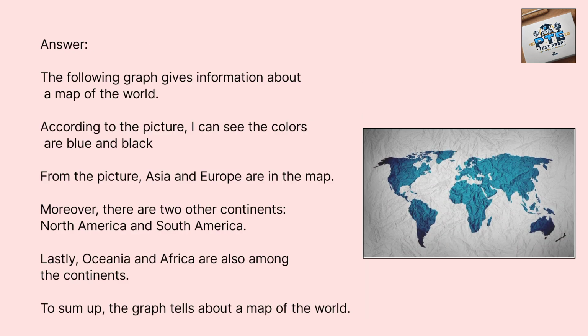The following graph gives information about a map of the world. According to the picture, I can see the colors are blue and black. From the picture, Asia and Europe are in the map. Moreover, there are two other continents, North America and South America. Lastly, Oceania and Africa are also among the continents. To sum up, the graph tells about a map of the world.